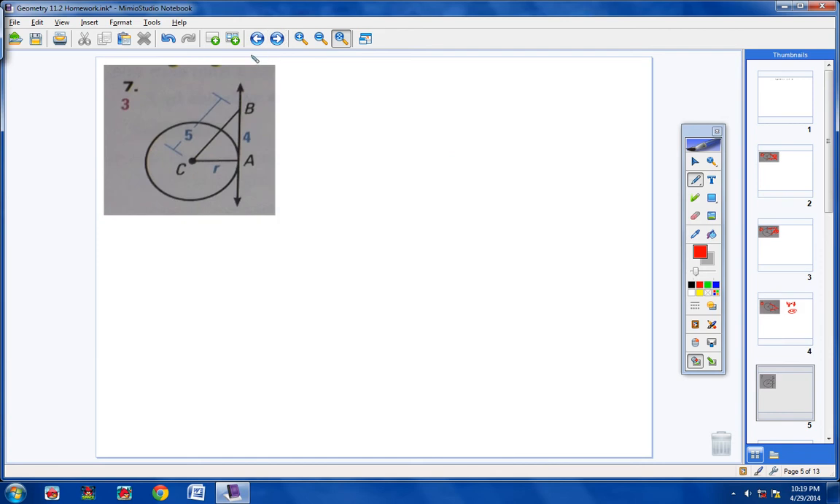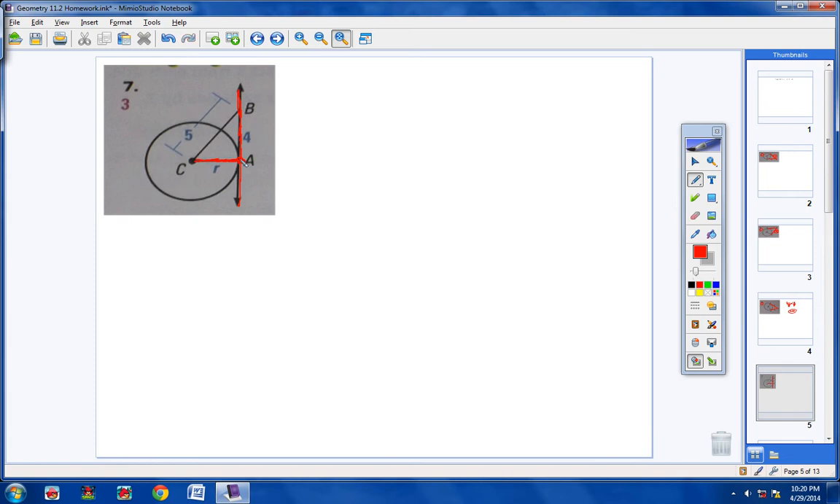Alright, now numbers 7, 8, and 9, they tell us that line AB is tangent to circle C. Find the value of r. Now please listen, students. We had a theorem that said this. If a line is tangent to a circle, and notice how line AB is tangent to the circle right here at point A, we had a theorem that said the radius, if there's a radius drawn to the point of tangency, and again the point of tangency is where the line is tangent to the circle, and this line is tangent to the circle at A.